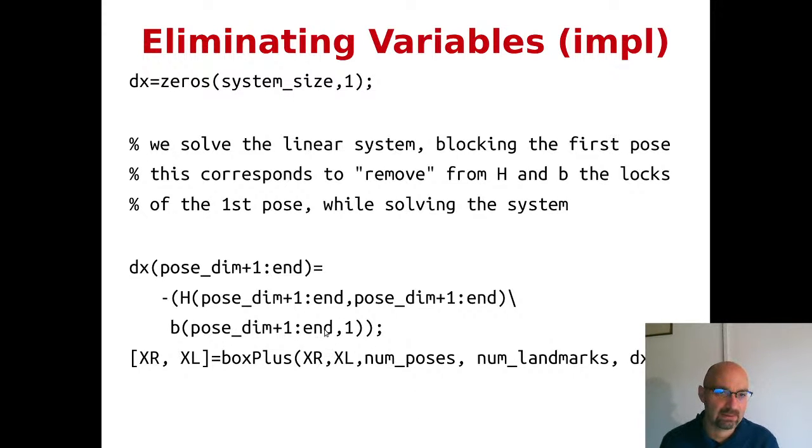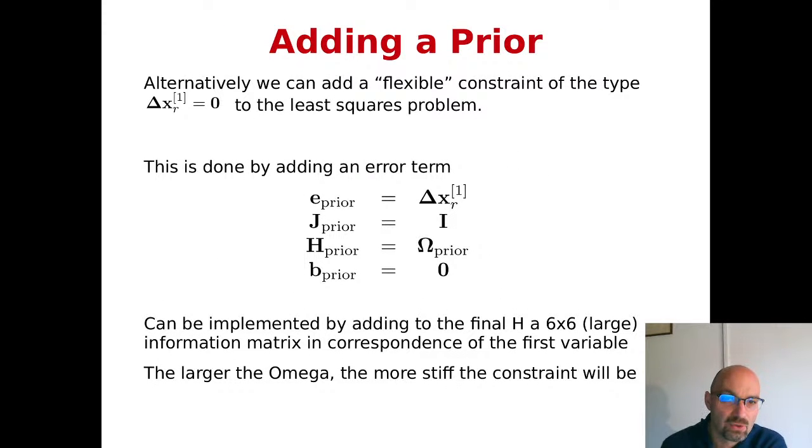Once we have done that, we take the dx, whose first 6 elements are 0, and we apply the entire box plus to our machinery, just because we are lazy. Okay, this is solution number 1. Solution number 2.